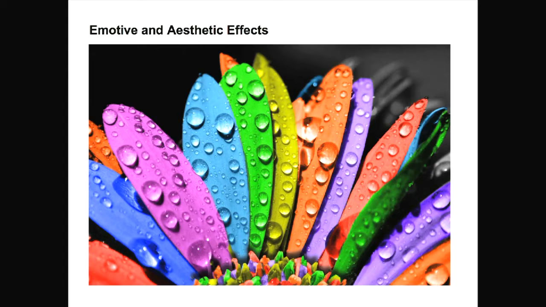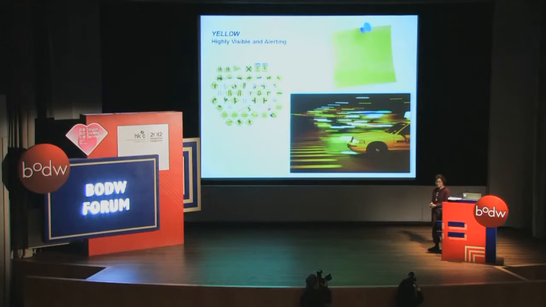So we look at the emotive and aesthetic effects of color. What do colors suggest? And what feelings do they rouse? The first color I'm talking about is yellow, because it's highly visible and highly alerting. You notice that it is a sign for alert on the right. And taxis are yellow, yellow cabs everywhere. And it is also a symbol of power, of royalty, and connections.